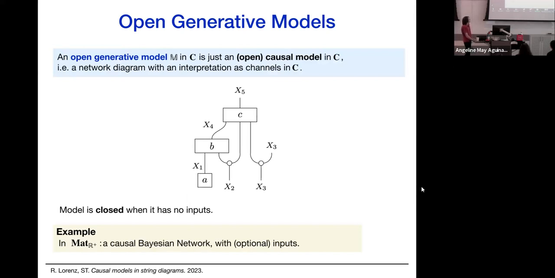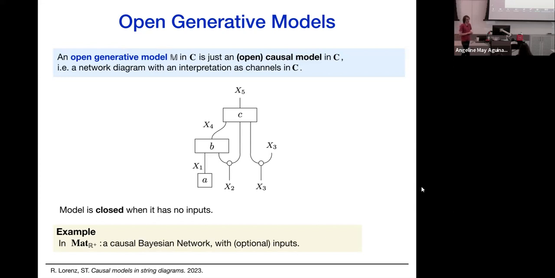So a generative model in a CD category C is the same as just a causal model with an interpretation of being possessed by an agent. And what does the causal model bit mean? It means it's one of these network diagrams along with this interpretation. So you say what the actual sets are, what the objects are for the wires, and what the channels are for the boxes.